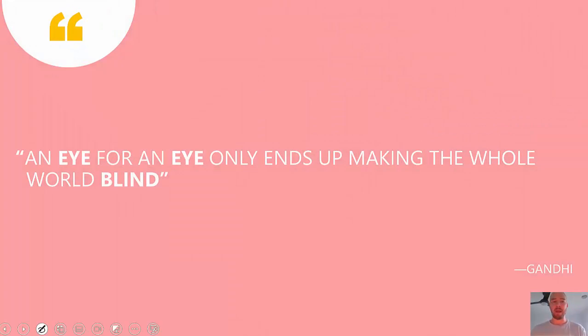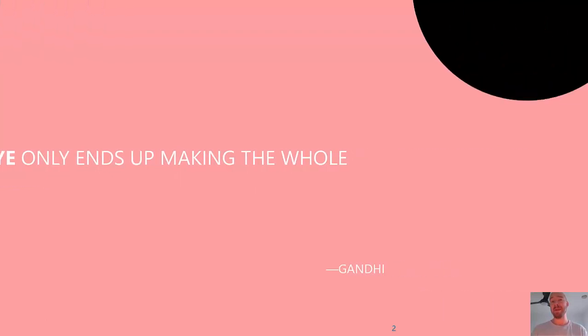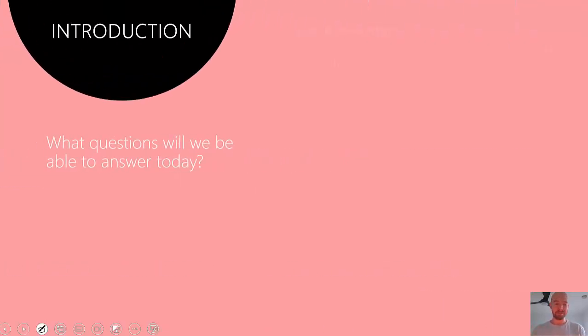Quote today, a Gandhi one: an eye for an eye only ends up making the whole world blind. Just that idea of, if you spend your whole life seeking retribution or revenge or trying to keep score and keep everything even, you're just going to cause more harm than good. So a little bit around the idea of forgiveness and just trying to move on from things, which can help you live a much calmer and more fulfilling life.